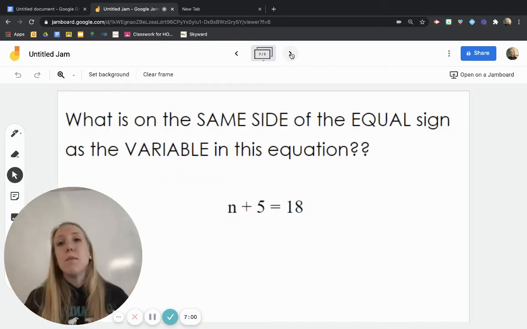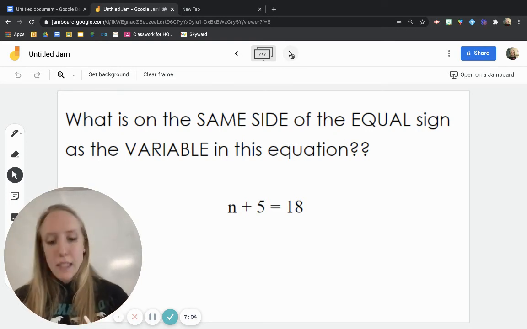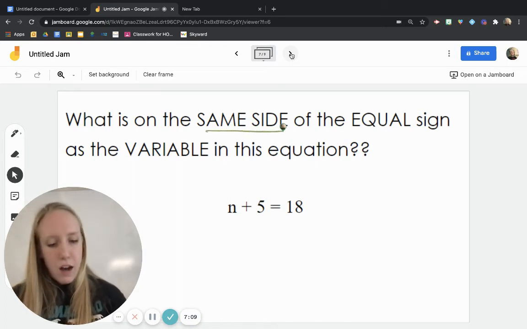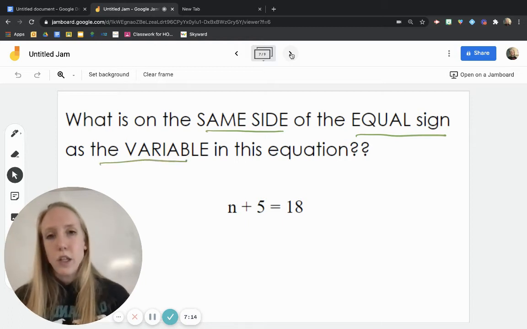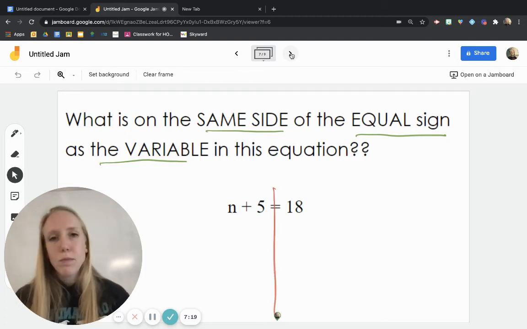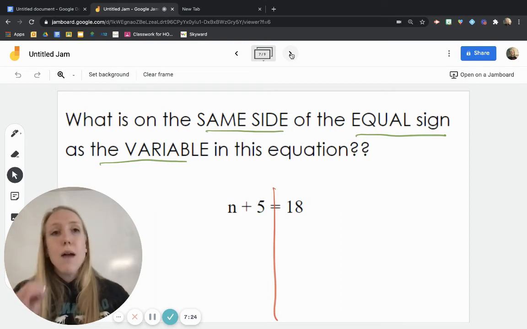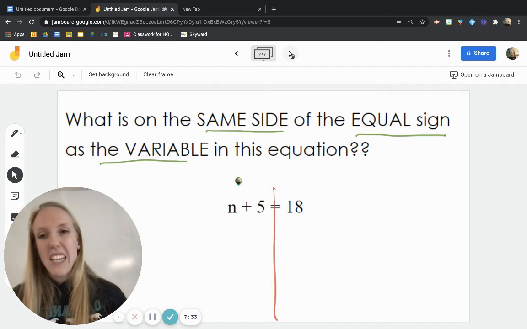Now we have another really important question, and I want you to listen to this carefully. What is on the same side of the equal sign as the variable in this equation? So I'm going to split my equation in two parts again, and I'm looking for the same side as the variable. This is the side with the variable because it has n.